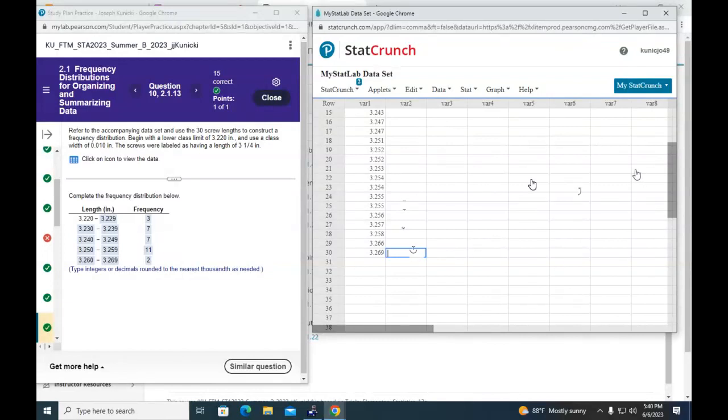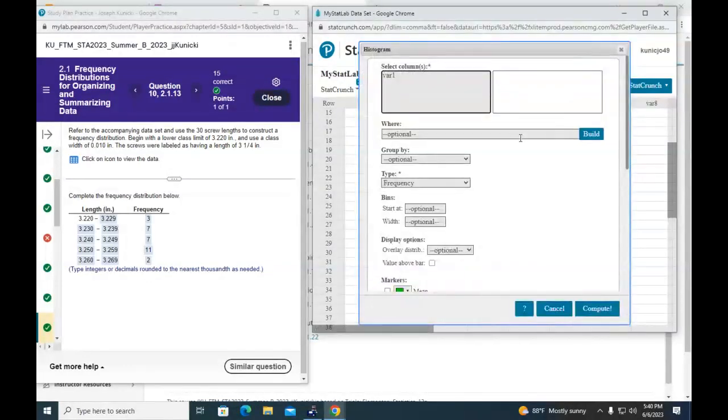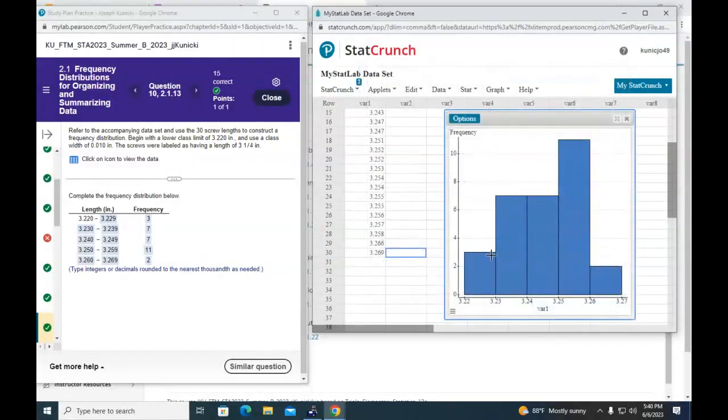Now, let's go back to that. Let's check something. Let's see if I do it with the lower limit, if it works just as well. So let's use the 3.220. And the width was, right, there it is. Yeah, it works.